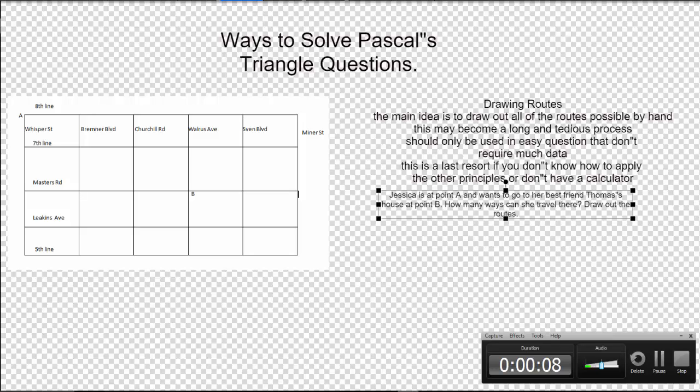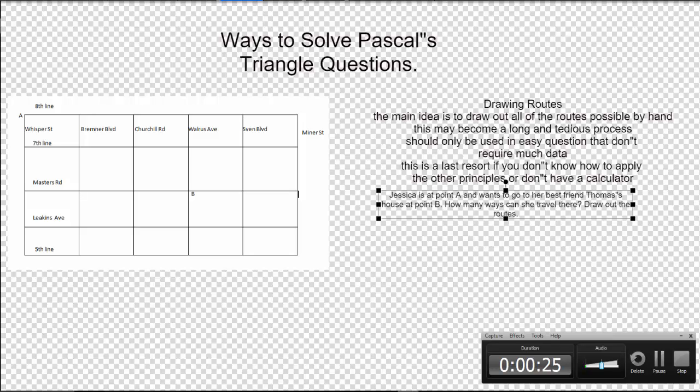Hello, my name is Nuva Brewer, and today we're going to be talking about ways to solve Pascal triangle questions. The way this is going to work is that I am going to discuss the topics and the lesson, and there's going to be a small blurb on the side explaining everything if you can't understand what I'm saying.